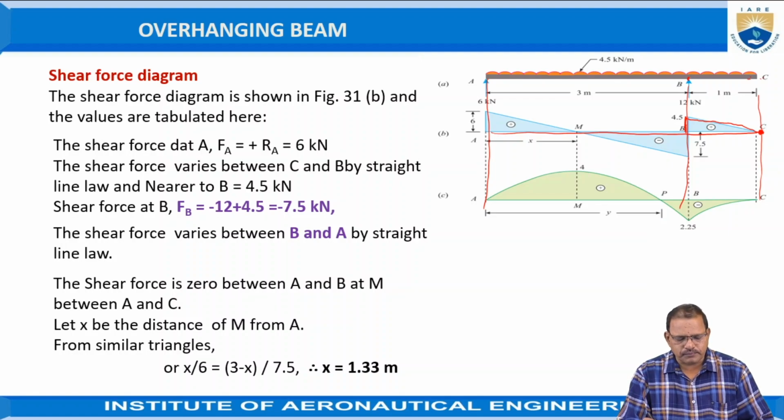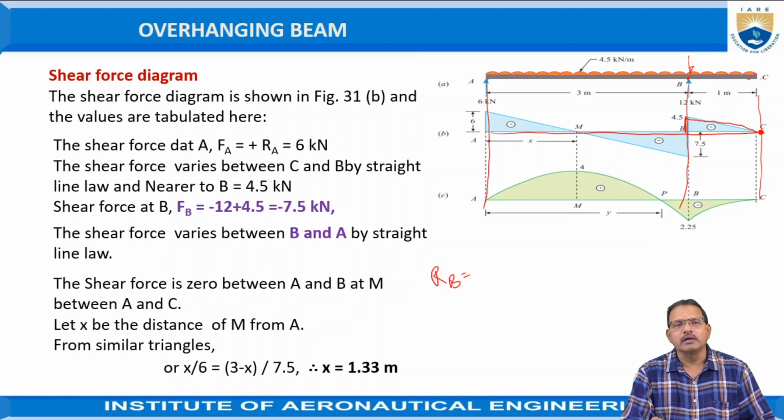The shear force now at B is 4.5 kilonewtons acting in the downward direction, but the reaction force is 12 kilonewtons acting upwards. So the resultant force is the algebraic sum of these two forces.